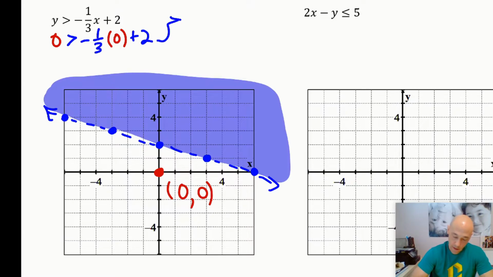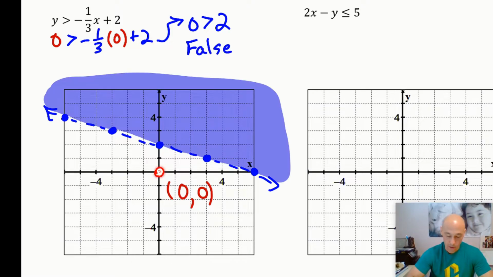All right, and so here on the left, we have 0 is greater than. This becomes 0. 0 plus 2 is 2. So 0 is greater than 2. That's not true. That's false. So that means that the point 0, 0 should not be shaded. So we shaded correctly. That's how you can use a test point to check your solution. Next, I'll show you how to use a test point to determine where to shade.